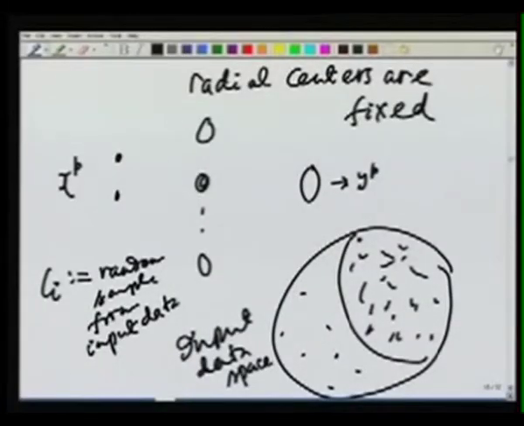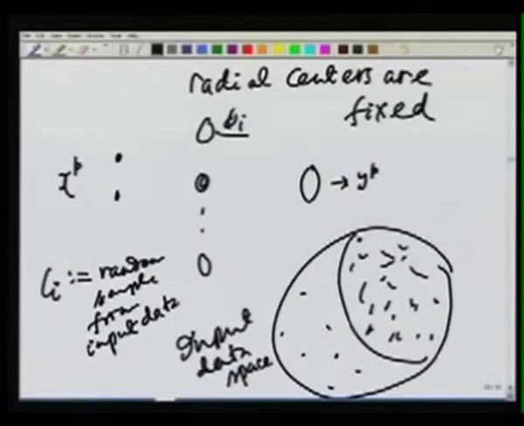So, once the radial center is fixed, then the outputs are known, then these phi i's are fixed, because phi i's are based on whatever the centers are fixed. So, phi i is fixed given a specific data point. So, given a specific data point, what we have now? Now, these weights Wi, phi i, sorry, I have to write like this.